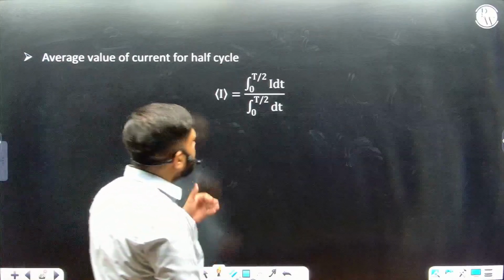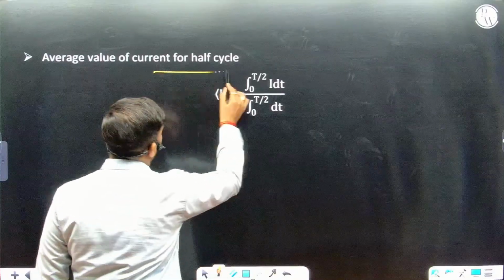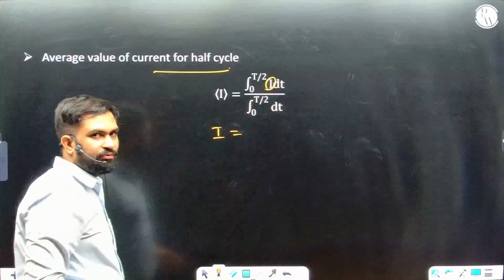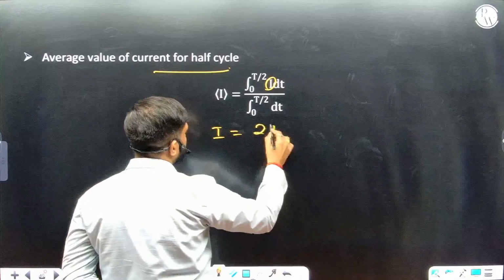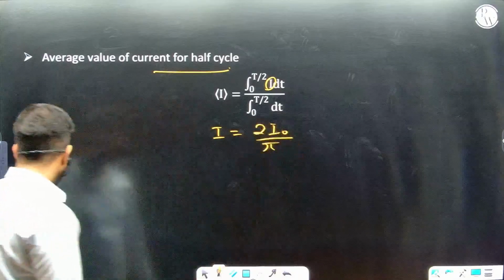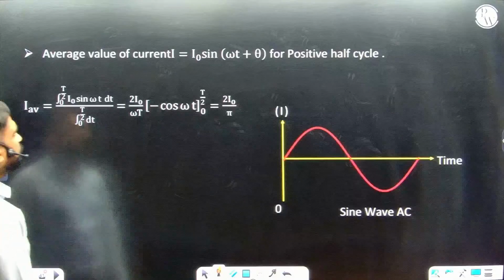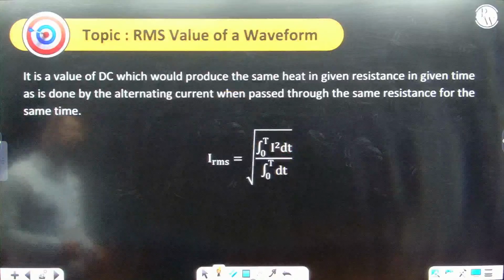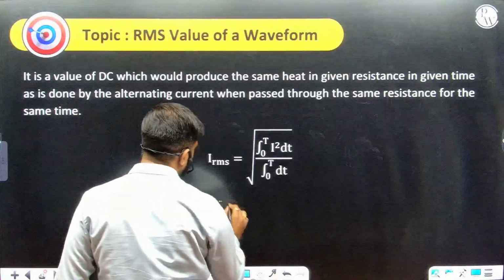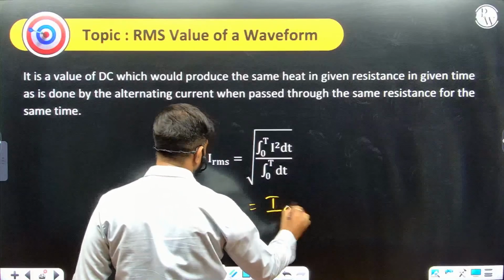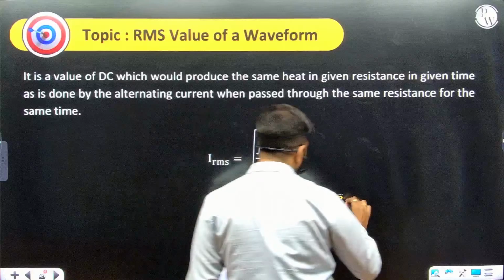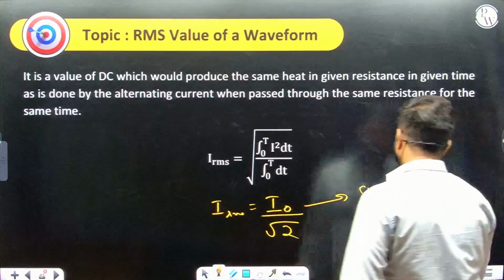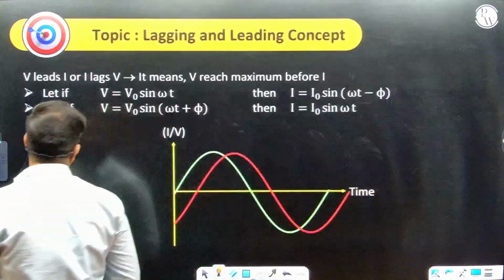The average value of the current in the half cycle is important. If you put this I as a sinusoidal waveform, then the average value in the half cycle will be 2 I naught by pi. If I want to find the RMS value, it comes out to be I naught, the peak value, divided by root 2, but this is only for sinusoidal. If it is not sinusoidal, then it will be something else. So just remember these important points.